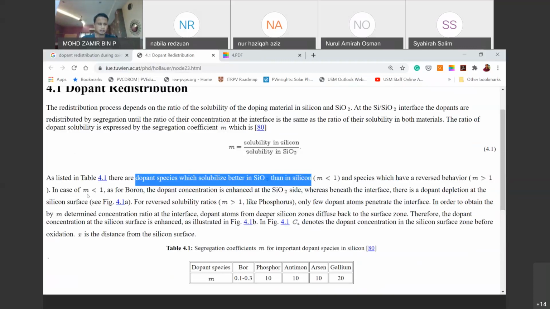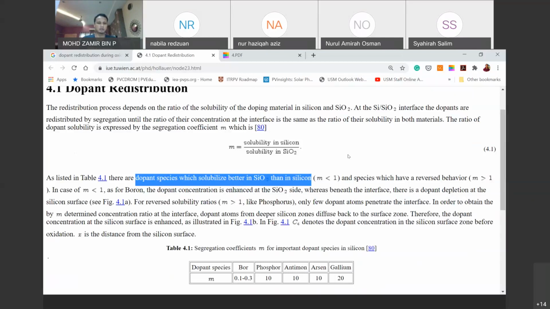So this is another way of description. In the case of M of less than 1 for boron, we've seen just now, boron tends to be depleted from the silicon going into silicon dioxide. The dopant concentration, boron, is enhanced at the silicon dioxide interface, whereas beneath the interface, there is dopant depletion in the silicon. So dopant is depleted in the silicon. You can find more of them in the silicon dioxide.